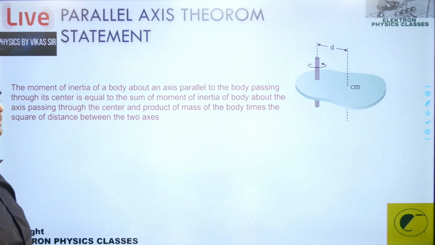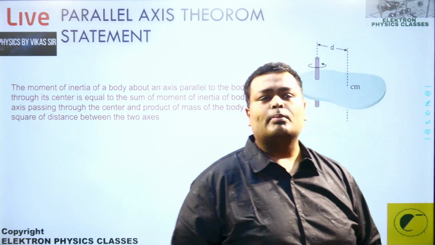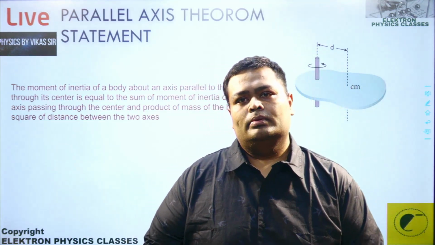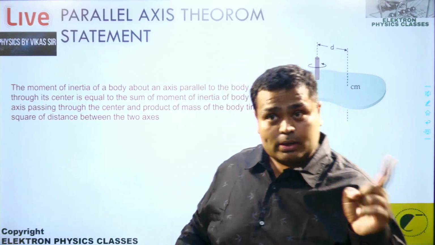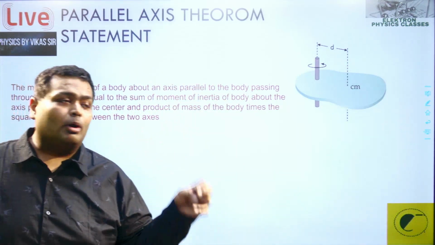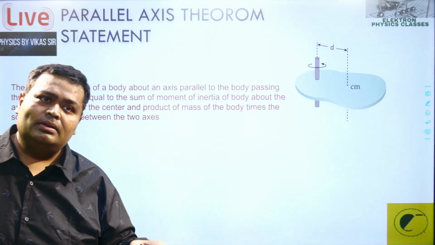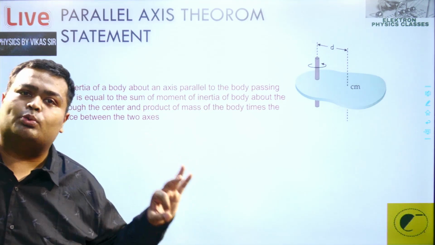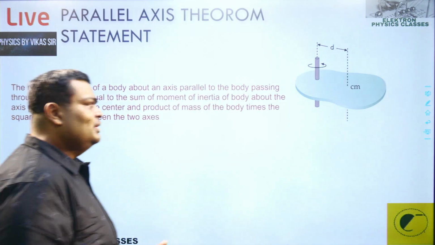Moving ahead. That's the statement. Read it. It's very simple. The moment of inertia about an axis parallel to the center mass axis is equal to the sum of the moment of inertia about the center mass axis with the product of the mass of the system into the square of the perpendicular distance between the axes. That's so simple.